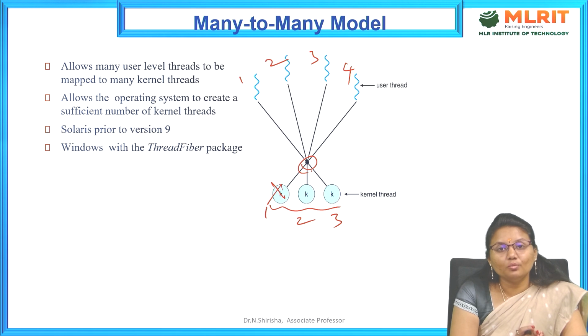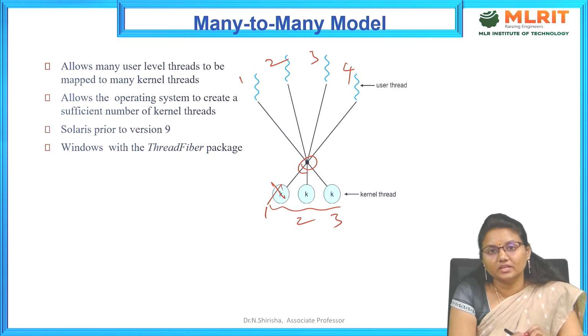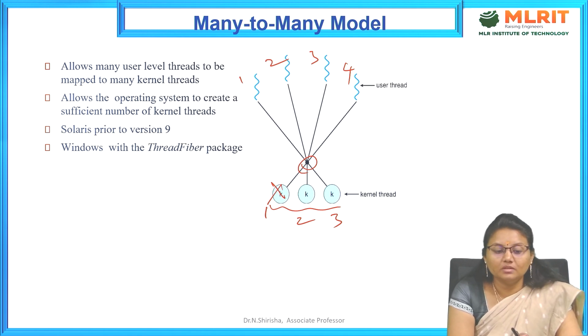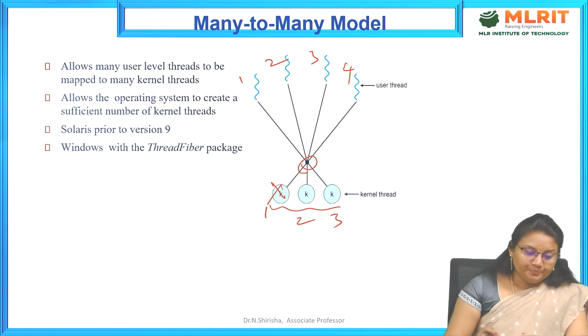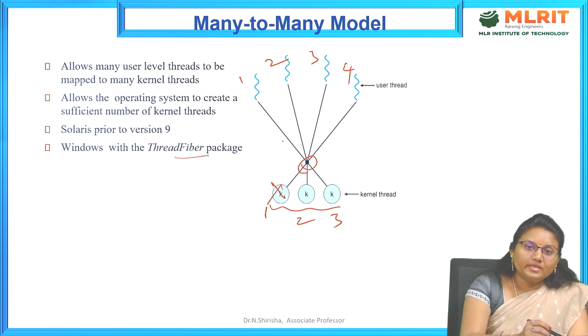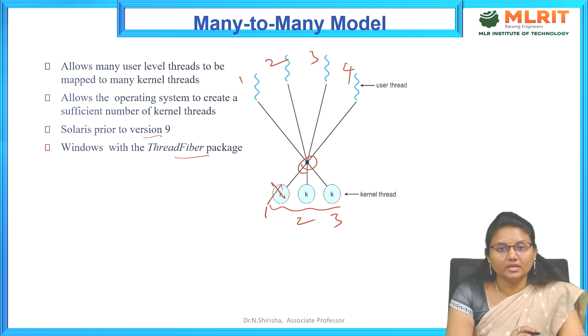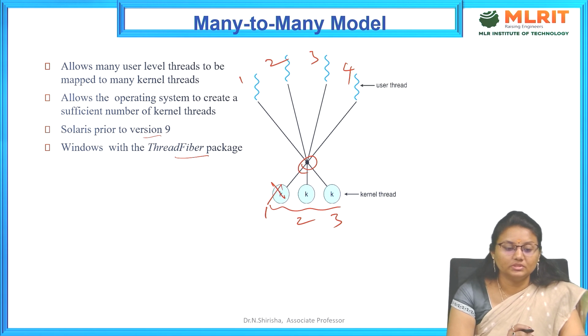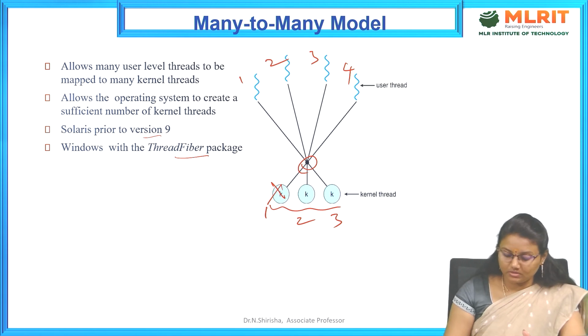Many to one has the drawback that only one kernel thread is used, so if that one kernel thread is blocked, it blocks all the user threads. That drawback is overcome in one to one and also in the many to many model. Windows with the ThreadFiber package can support this many to many model, and Solaris before version 9 can support many to many models.